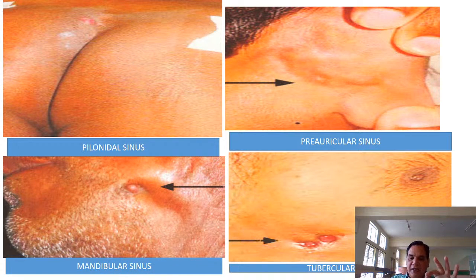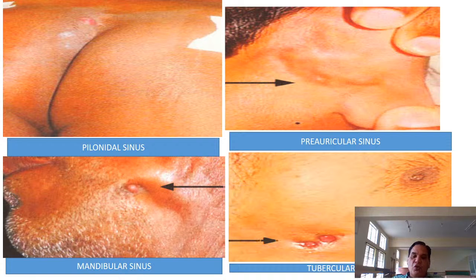Ideally they are all midline, but due to infection they can also have openings laterally. These sinuses can have multiple openings. Here, just behind the ear, you can see a preauricular sinus. This is a congenital sinus, but it persists for years because whenever there is infection, there is accumulation, the pus will come out and the patient will be happy for 6 months to 1 year. Again it recurs. So this type of periodicity is the nature of a sinus.